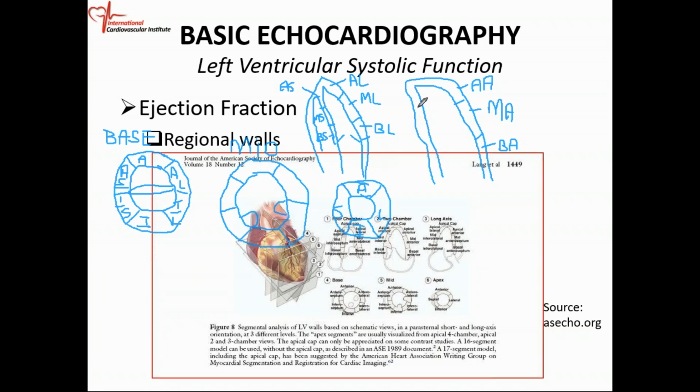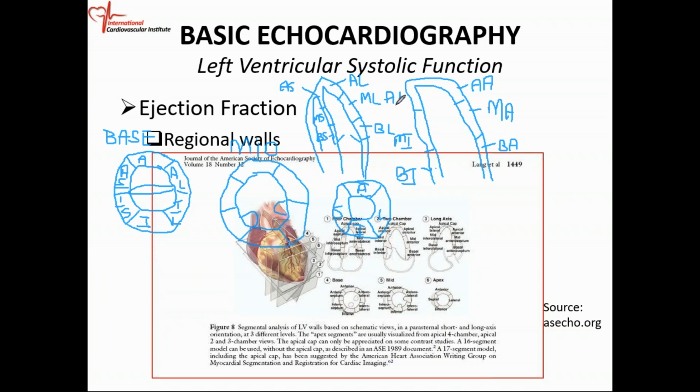So now, this is the inferior wall. The portion of the inferior wall closest to the mitral valve is your basal inferior wall. This portion is the mid inferior wall. And then this portion close to the apex is your apical inferior wall.